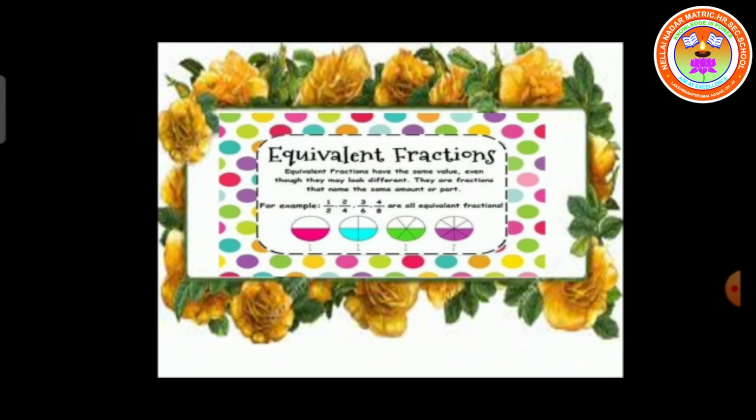In the given example, 1 by 2, 2 by 4, 3 by 6, 4 by 8 are all equivalent fractions. I'm saying except this 1 by 2, if you cancel out the remaining 3 fractions, you will get the answer of 1 by 2 only. So then I can say it's an equivalent fraction. It must have the same value. Again I am saying, students, it must have the same value, but it may look different. Is it clear?